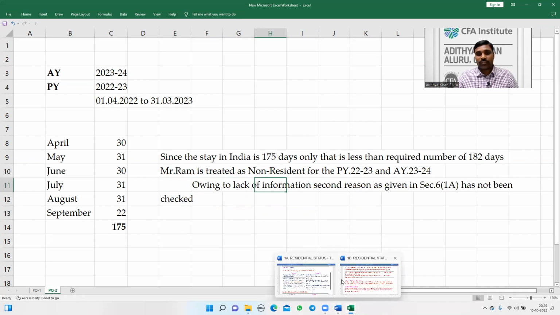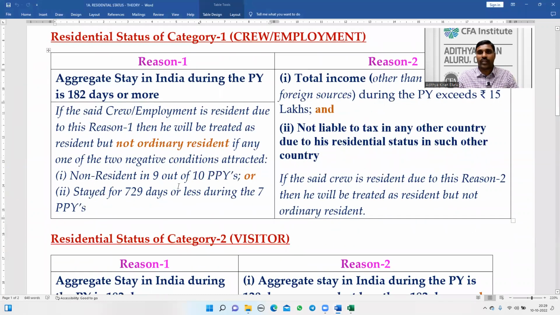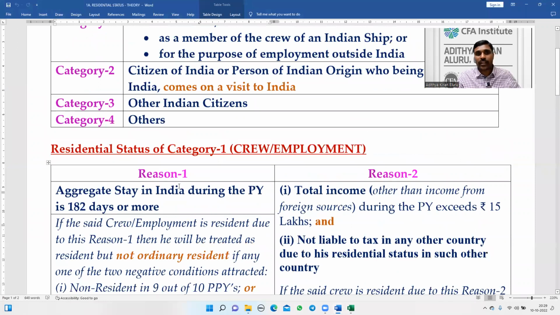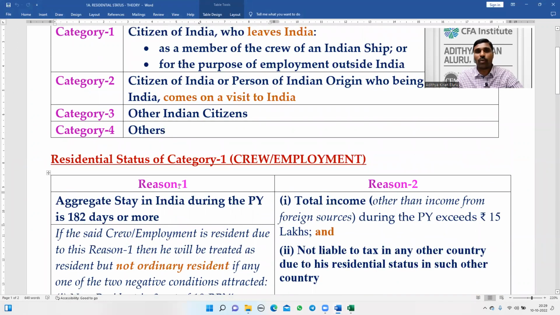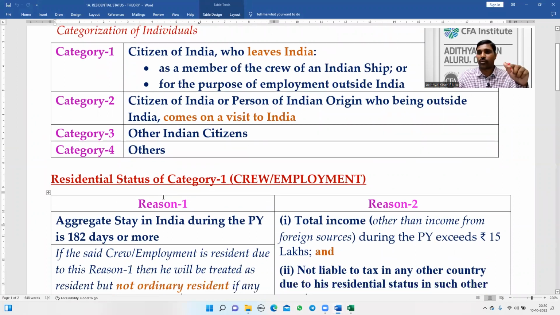So that's all in this video. In the next video, we'll solve the problems relating to category 2 individuals. Keep the subject as clear as possible, so that the moment you look at the problem in the question, you should be immediately able to identify whether it's category 1, category 2, category 3 or category 4.